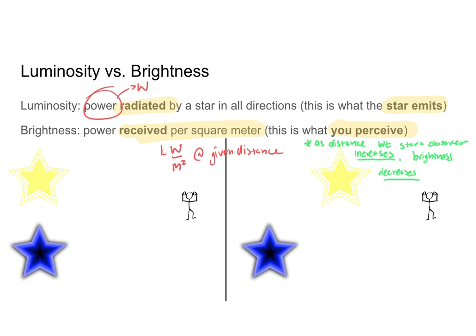So let's take a look at the two examples I have below. For both of these examples, the power emitted by the yellow star is equal to the power emitted by the blue star. Take a moment and pause the video. For the example on the left, tell me which star is more luminous and which star is more bright. It may be that they have the same luminosity or the same brightness. Pause, think about it, and then come back and see if you're right.